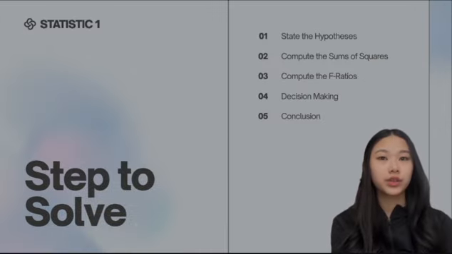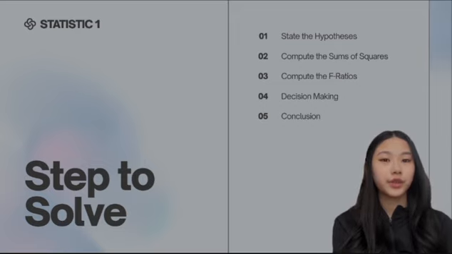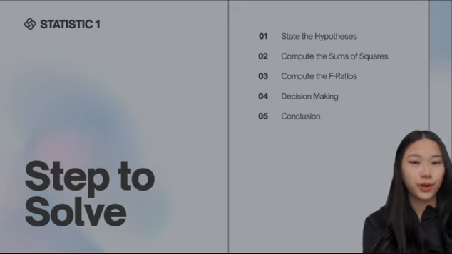This is how we can solve the two-factor ANOVA. The procedure of two-factor ANOVA with replication can be divided into 5 steps. First, state the hypothesis. Step 2, compute the sum of squares. Step 3, compute the F ratios. Step 4, make the decision. And step 5, draw the conclusion. So let's go through each step one by one.